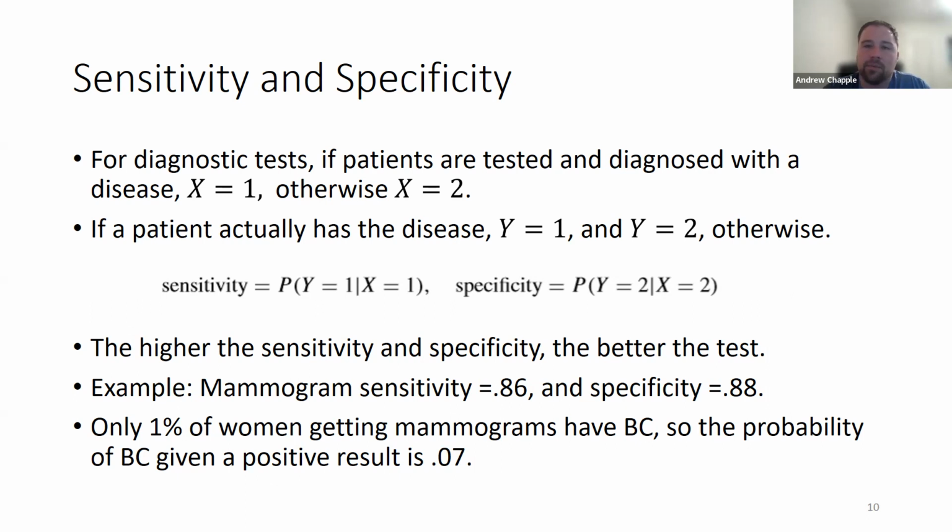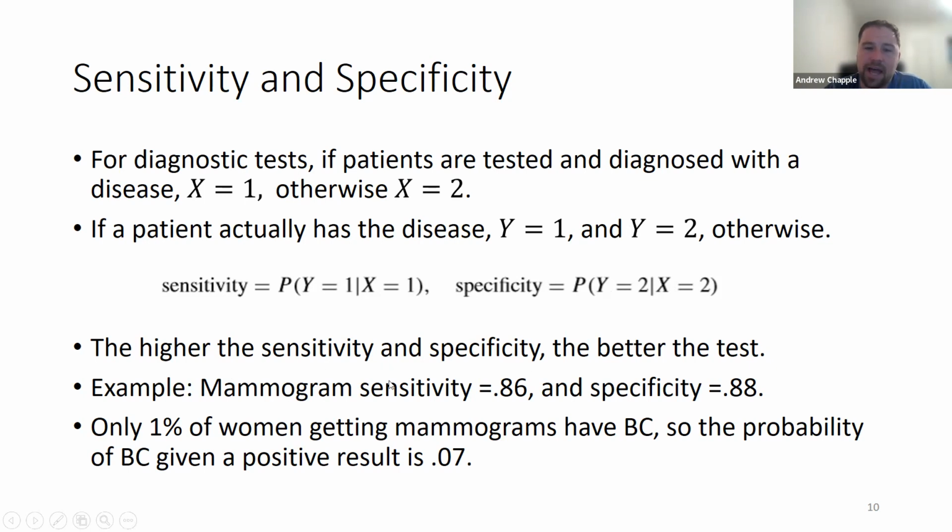Consider a diagnostic test where patients are diagnosed with a disease, X equals 1, otherwise X equals 2. If the patient actually has the disease, we can denote Y equals 1, and Y equals 2 otherwise. So sensitivity here is the probability that Y equals 1 conditional on X equals 1. That means if my test says the person has the disease, what's the probability they actually have the disease? So more or less, what is the true positive rate? Specificity is the opposite. It's saying, conditional on my test saying they don't have the disease, what's the probability they actually don't have the disease? So that's the true negative rate.